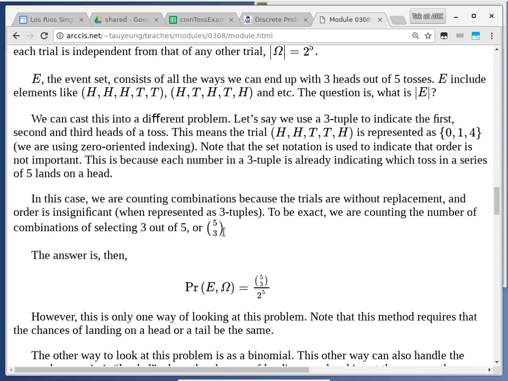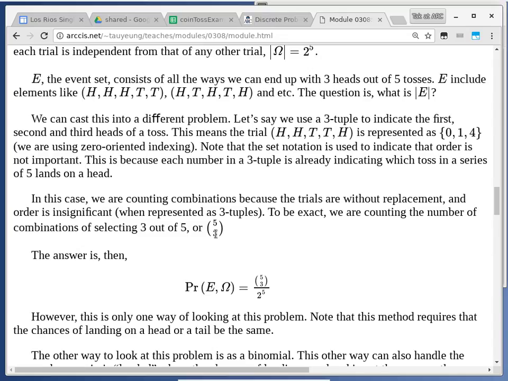So the answer has to do with combination. It is also known as 5 choose 3, or you can say C with 5 and 3 as parameters, or in the spreadsheet it's called COMBIN, C-O-M-B-I-N, 5, 3. Okay, it's the number of combinations of 5 choosing 3. Ordering is not important. Okay, so how do we get to this one?